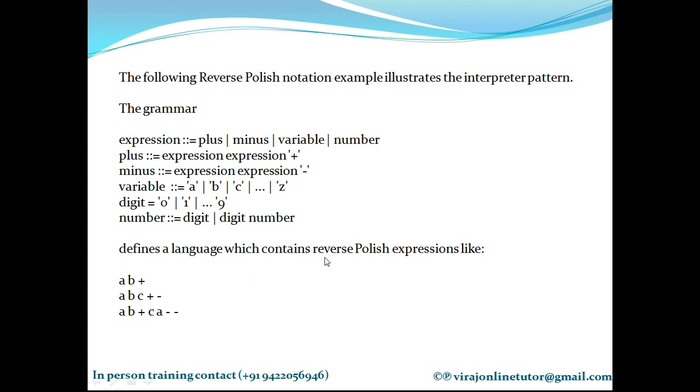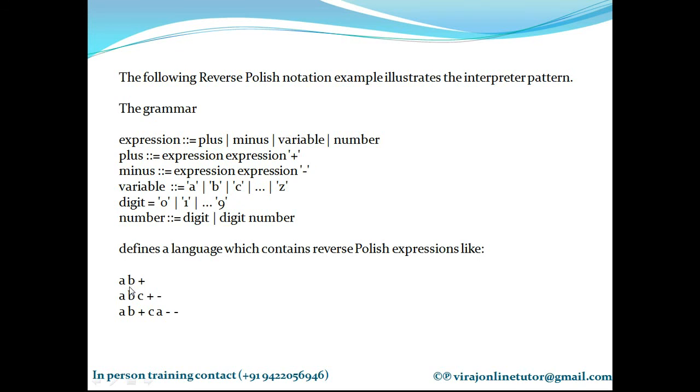So this defines a language which contains reverse polish expressions like all this. So all these are also valid as per the grammar. AB plus. How do we get AB plus? We need to go to this. Expression is replaced by plus. Plus is replaced by expression expression plus. This expression is replaced with variable. Variable in turn is replaced with A. So I get an A. This expression is replaced with variable and variable is replaced with B. So I got a B and this plus is here.